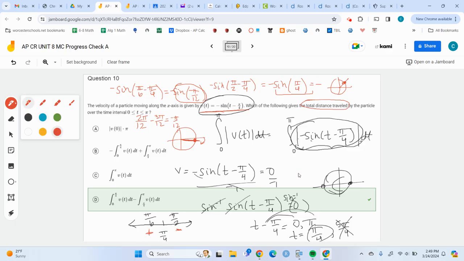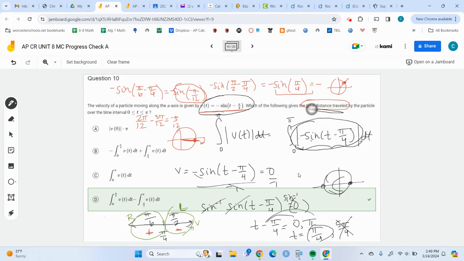Okay, so what all of that means is from 0 to pi over 4, velocity is positive, so I'm moving to the right. And then from pi over 4 to pi, velocity is negative, so I'm moving left. If I move to the right, my displacement is positive. If I move to the left, my displacement's negative.